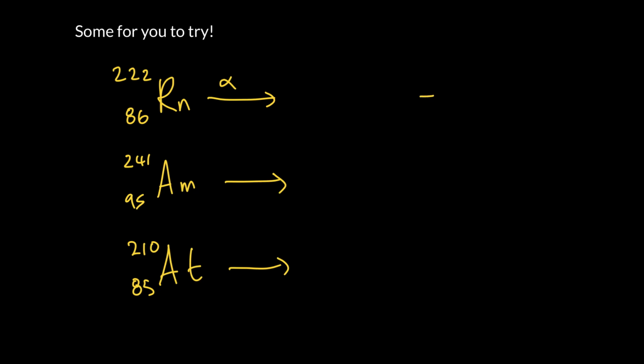Okay, so the hint is the alpha particle in all of these is essentially just a helium nucleus. So you have to remember that alpha particles are just helium nuclei. And so you can write all of these down. So go ahead and pause the video and see what you get for the remainders.